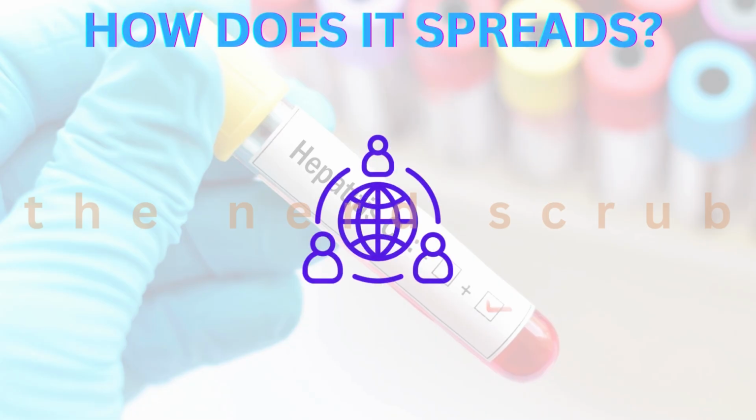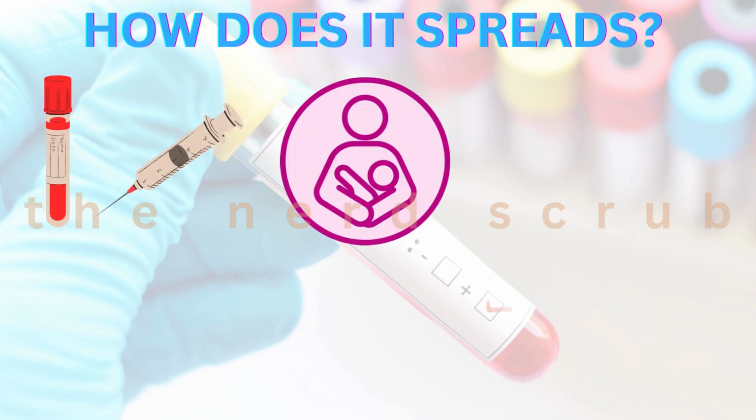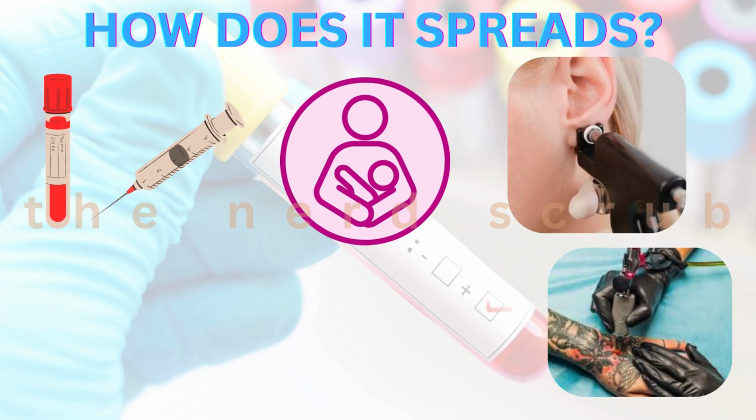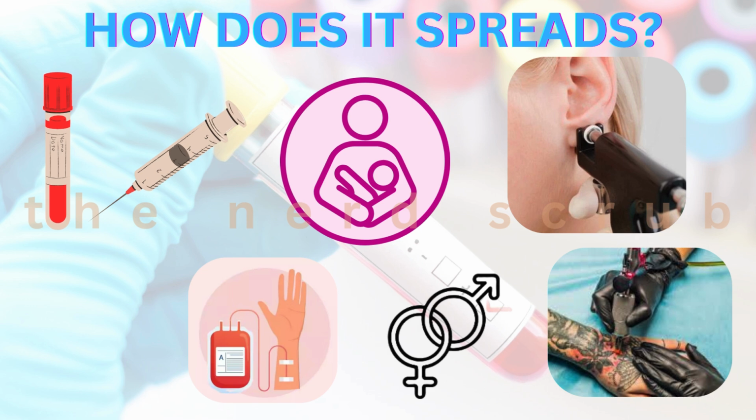Hepatitis C virus spreads mainly through contact with infected blood. Some common ways are sharing needles, and it can also be transmitted from mother to child. Then there are other activities like tattoos or piercings. Blood transfusion or sexual contact can also transmit it. You can prevent it by avoiding sharing needles or injection equipment, and also avoiding contact with infected blood.